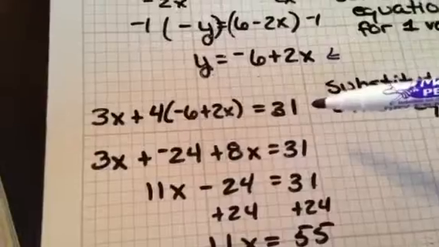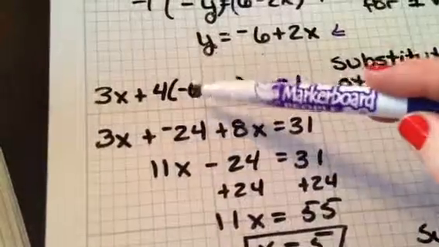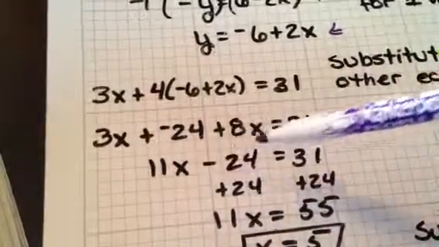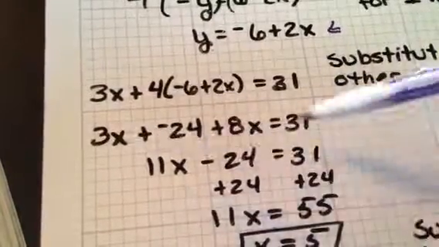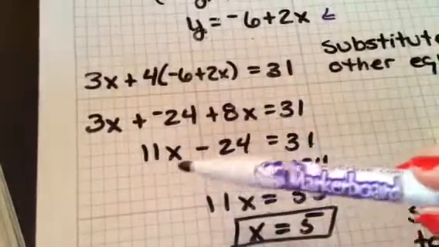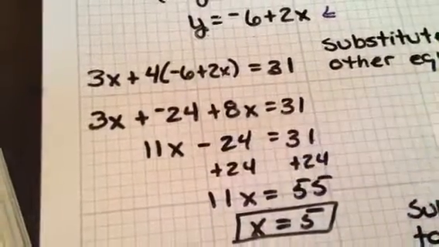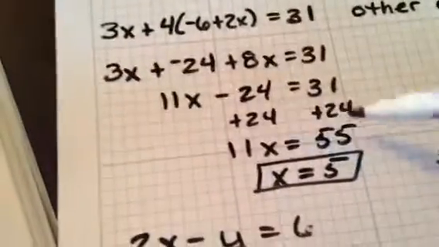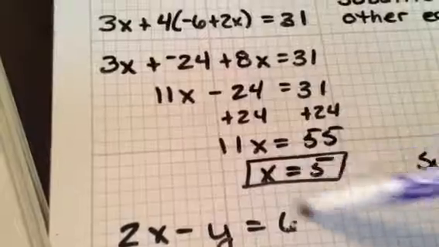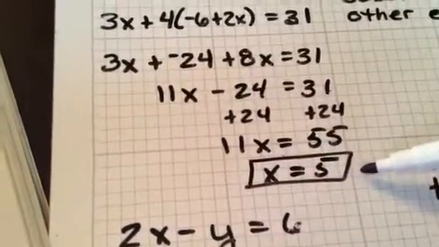So once I do that, well, now I can just apply my distributive property. I get 3x plus negative 24 plus 8x equals 31. And then I can combine my x terms. So there's 11x here minus 24 equals 31. Then I add 24 to both sides. That gives me 11x equals 55. And so I get an x value of 5.